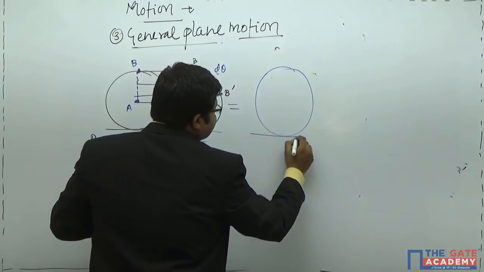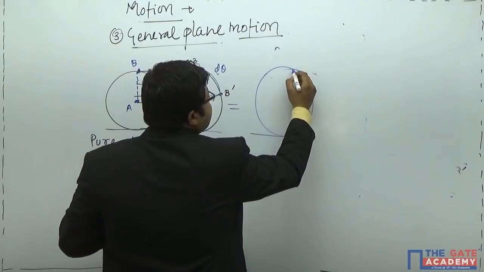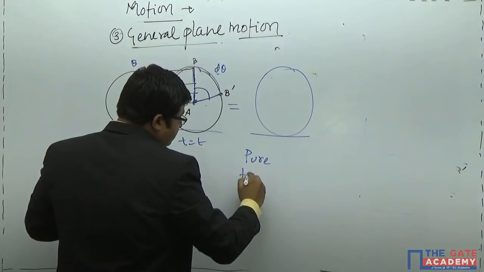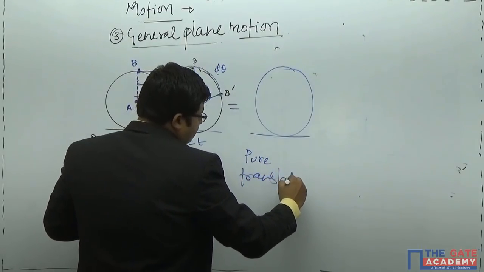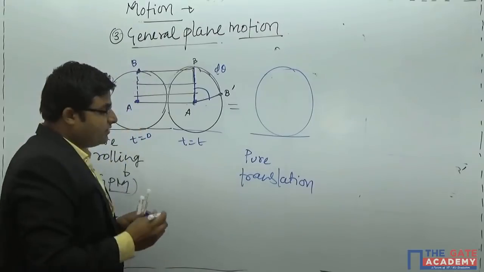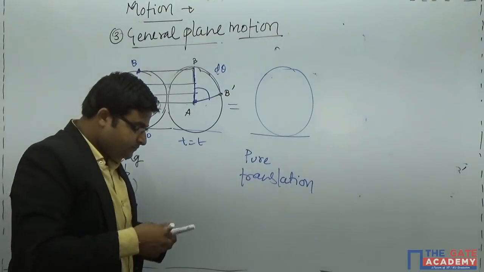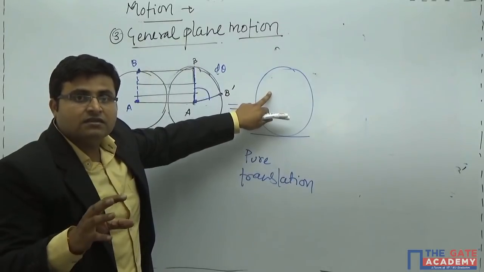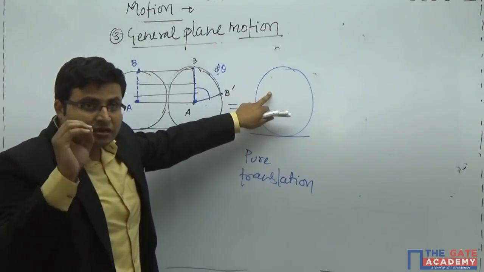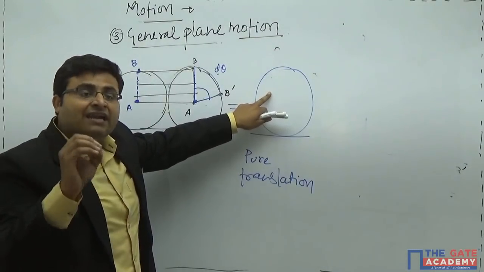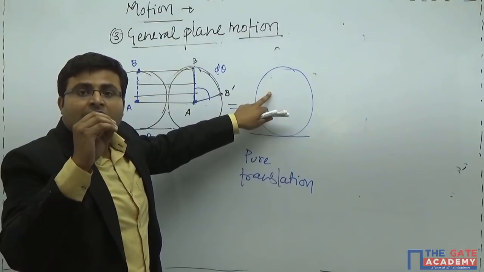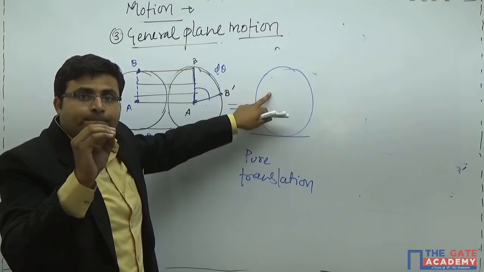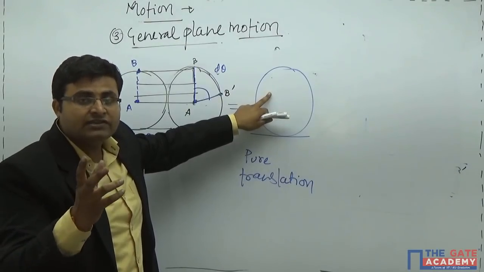It is like this, as if the disc was in pure translation. Pure translation means all the points on this particular disc are in the same motion. They are moving with the same velocity and they are moving along the same line of action. All the lines will be parallel to each other.